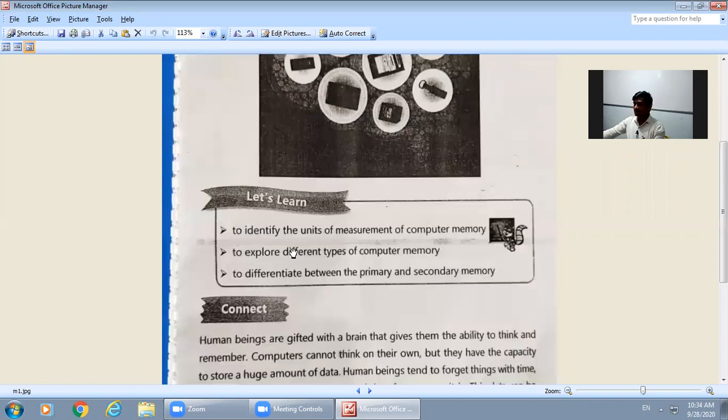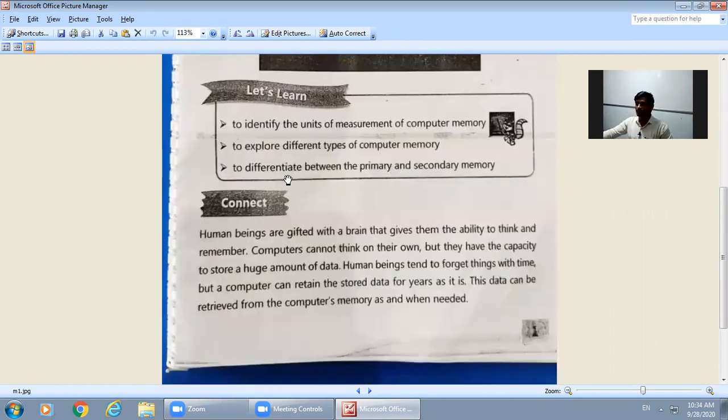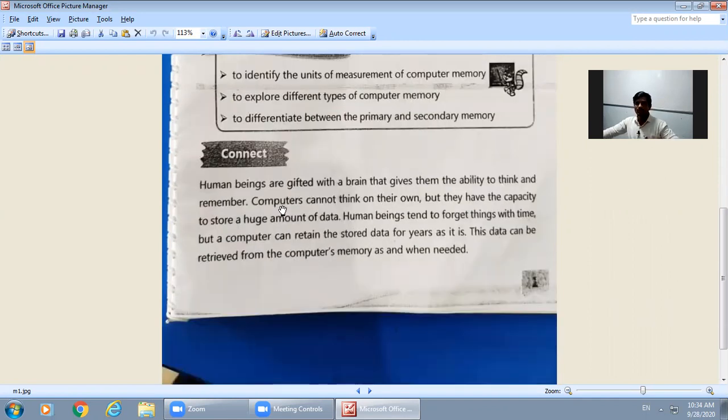I will show you in this chapter. We have to learn to identify the units of measurement of computer memory, to explore different types of computer memory, and to differentiate between primary and secondary memory. All these things we have to differentiate between. Okay. Now first of all, I would like to say about this.